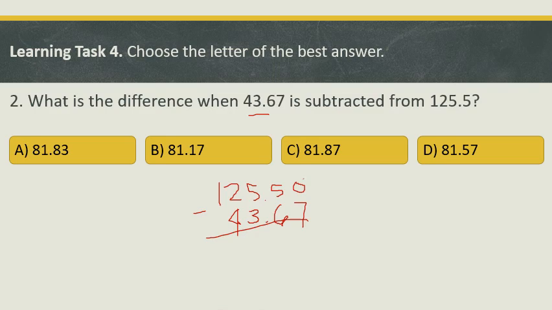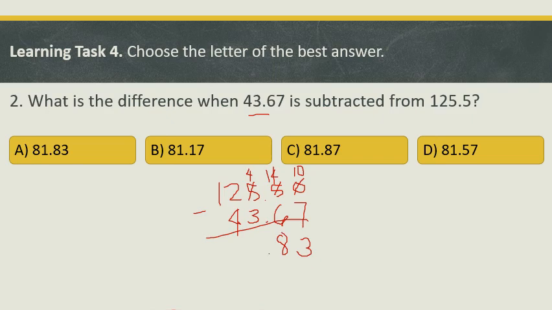So, 0 minus 7 cannot be. So, ito ay magiging 10. And then, ito magiging 4. So, 10 minus 7 is 3. And 4 minus 6 cannot be. So, manghihirap ulit tayo dun sa kasunod. So, ito ay magiging 14. Ito, mabawasan ng 1. So, 14 minus 6 is 8.